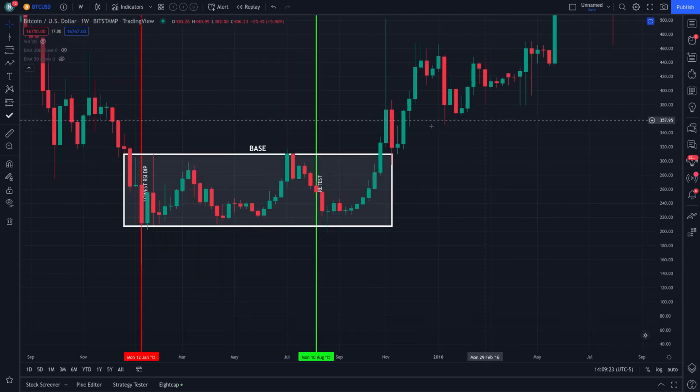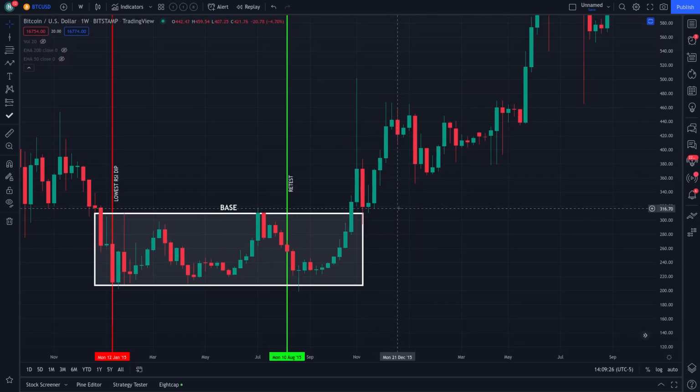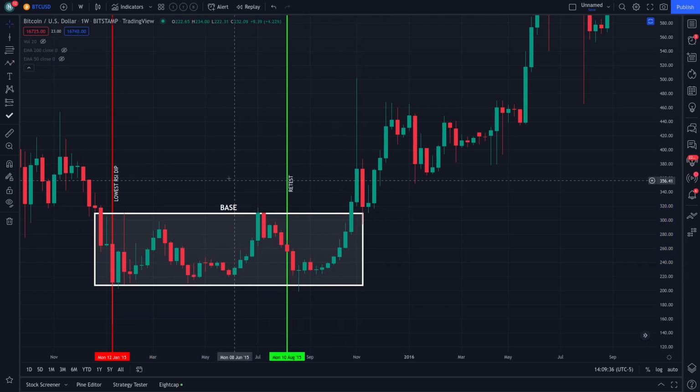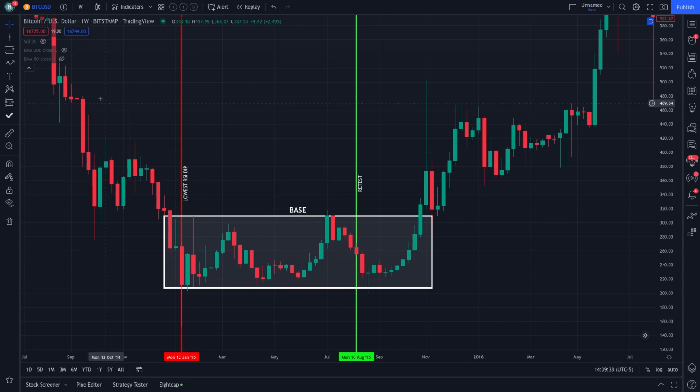All right, so let's just zoom in here. You notice back in 2015, the market went down. Really nice little range here that the weekly candles formed, looking at the candle bodies. And let's just focus our attention on the lowest point, this red line here.